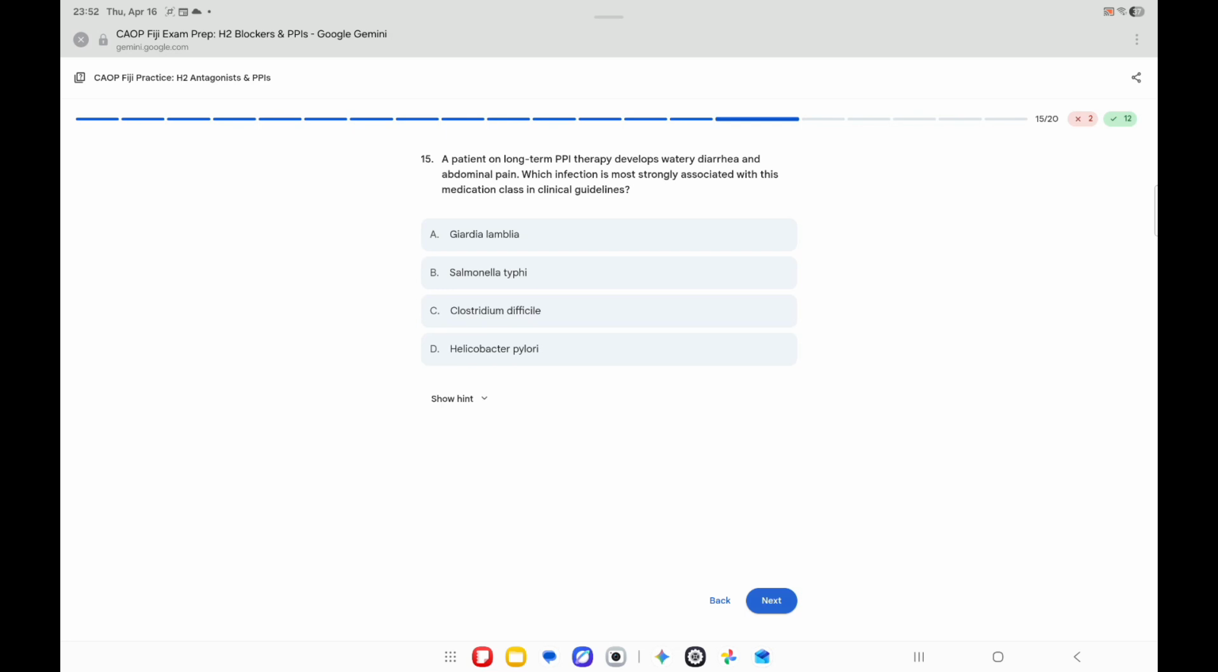A patient on long-term proton pump inhibitor therapy develops watery diarrhea and abdominal pain. Which infection is most strongly associated with this medication class in clinical guidelines? It's very simple, because only Clostridium difficile is available in our gut. And let me tell you how proton pump inhibitors are going to cause Clostridium difficile infections.